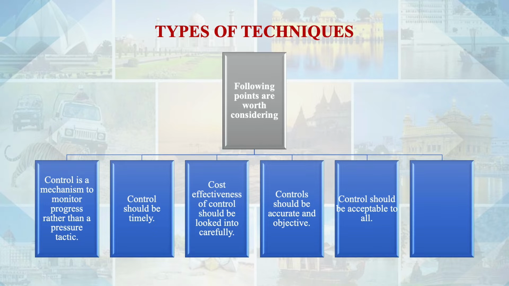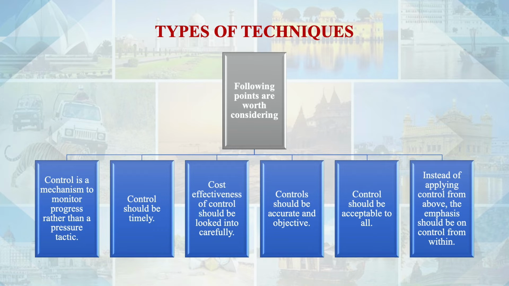Control should be acceptable to all. Which means that whatever control mechanisms you are trying to put into place, they should be made known to all the possible employees whom you are trying to control, or to any process that you are trying to control. So winning acceptability is one of the prerequisites of a good technique. And remember, instead of applying control from above, the emphasis should always be control from within. However, in the organizational context, the formal control mechanisms and systems should be put into place.